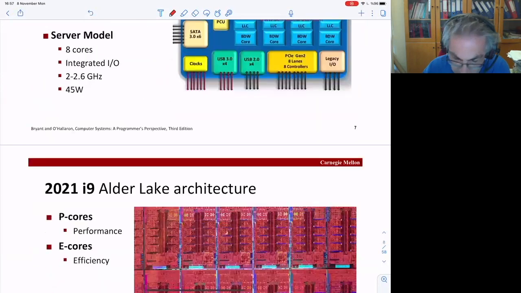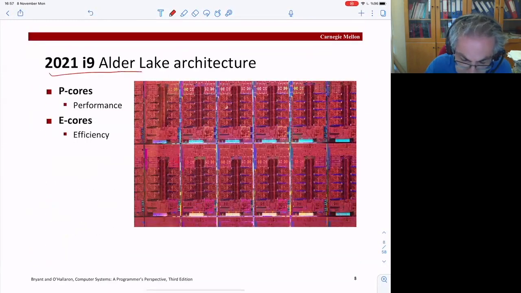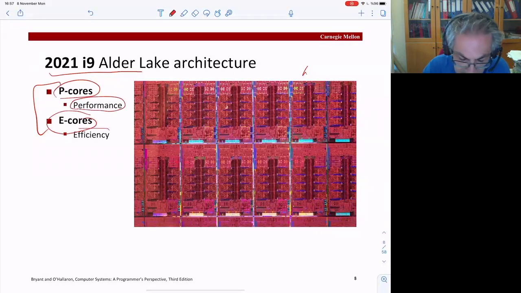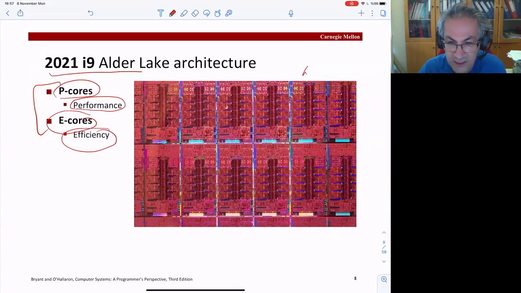And this is also the latest i9 Alder Lake architecture. One of the key things here is it has 2 different cores. Not all the cores are the same. They're called P cores and E cores. P cores are optimized for performance, whereas E cores are optimized for efficiency, so that it could run different processes on different cores to make sure that it's not power hungry. If you need performance, it would consume more power, but be less efficient in terms of energy.